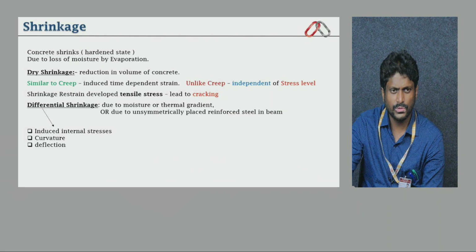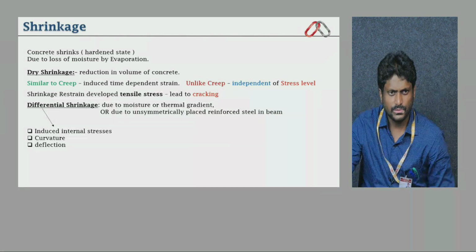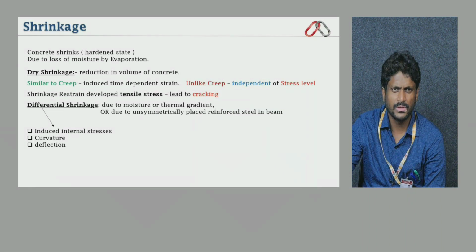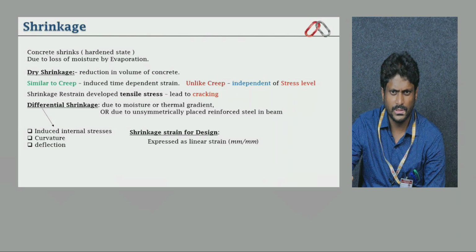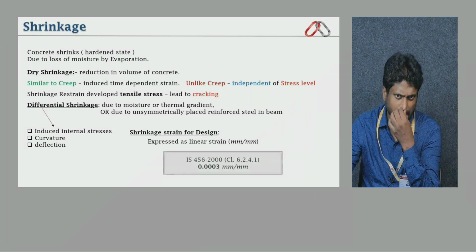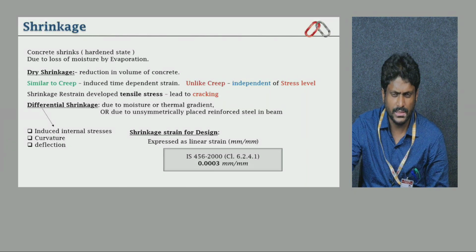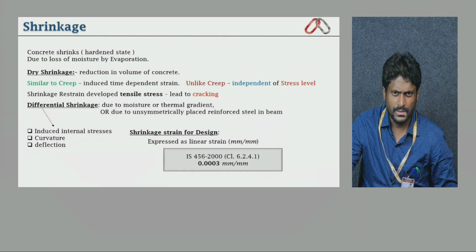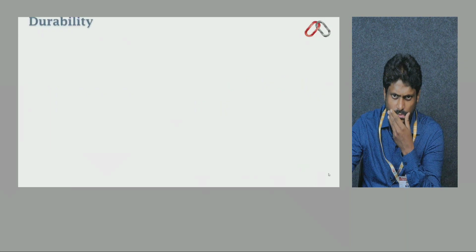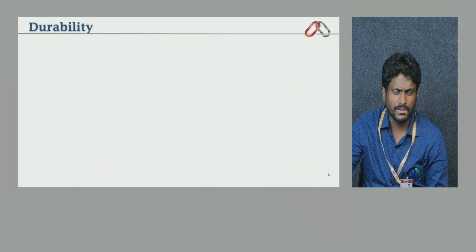So when you talk about creep or shrinkage, we should be in a position to answer a direct question asked on it. Then shrinkage strain for design is expressed as linear strain, that is mm by mm. In IS 456, clause number 6.2.4.1, it is given.